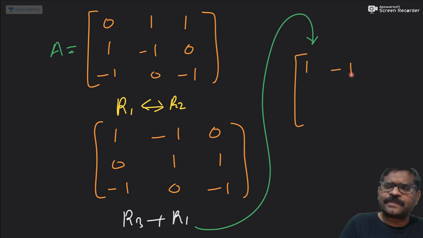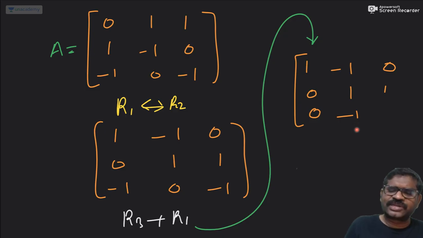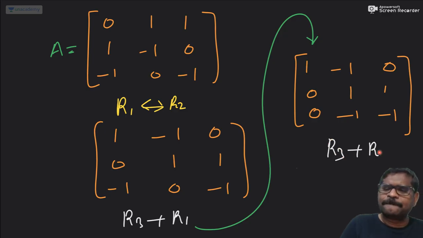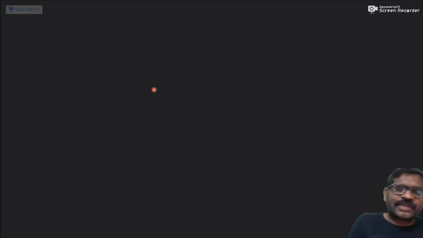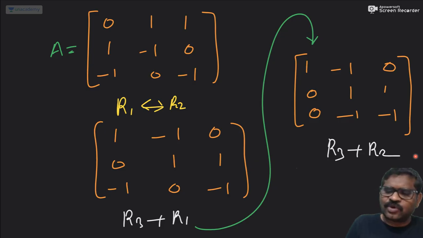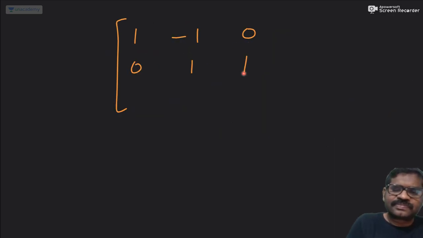1, minus 1, 0. 0, 1, 1. Minus 1 plus 1, 0. 0 minus 1, minus 1. Minus 1 plus 0, minus 1. Next, R3 plus R2. 1 minus 1, 0. 0, 1, 1. 0, 0, 0.